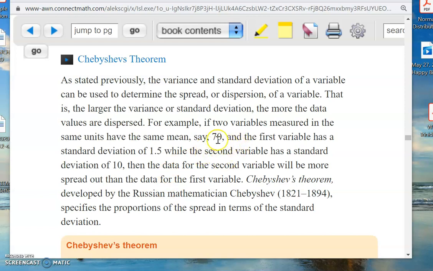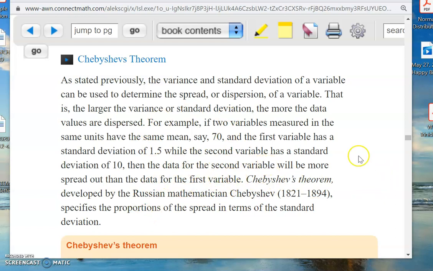All right. Well, they're not two different variables, right? So I don't know why he uses the word two variables here. What he's really talking about is two different data sets. He's talking about two different distributions. What he's really saying here is, hey, if Riverside has a mean of 70, if Redlands has a mean of 70 degrees, but Riverside has a standard deviation of 1.5 and Redlands has a standard deviation of 10, then the distribution for Redlands is more spread out than the distribution for Riverside. That's what he's saying there.